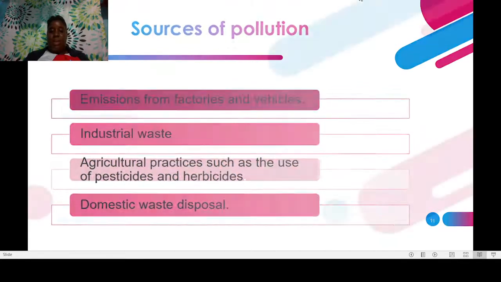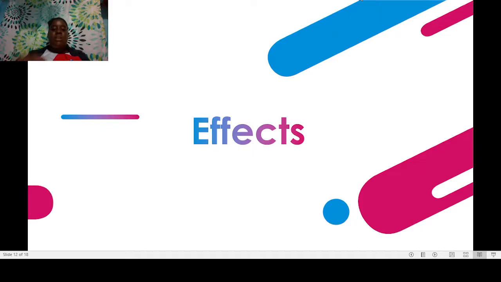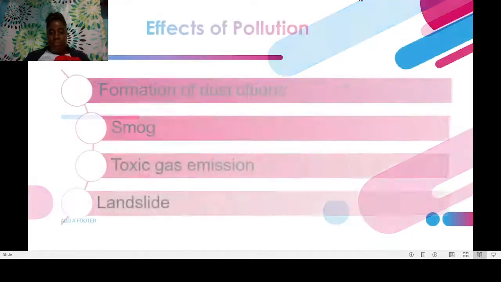Next, we will look at effects. Now, what is effects? Effects is what the pollution is doing to the people in an environment, right? It is affecting them in a certain way. So let's list some effects of pollution.